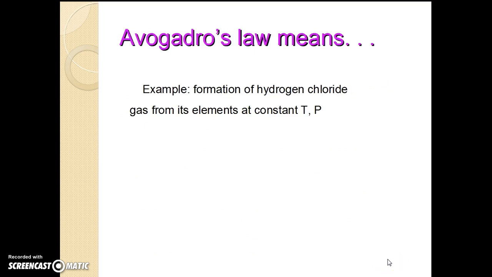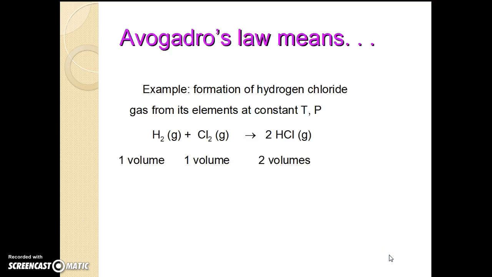For instance, hydrogen chloride forms from the reaction of hydrogen and chlorine gas at constant temperature and pressure. And we see that 1 mole of hydrogen reacts with 1 mole of chlorine to form 2 moles of hydrogen chloride gas. That's a later interpretation. 1 volume of hydrogen combines with 1 volume of chlorine to form 2 volumes of hydrogen chloride. That is the kind of thing that we can show with Gay-Lussac. That means 1 liter of hydrogen reacts with 1 liter of chlorine to form, at the same temperature and pressure, 2 liters of hydrogen chloride.